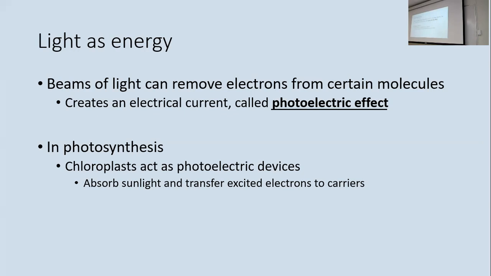So they're going to absorb sunlight and then transfer these excited electrons. These photons are going to start exciting these electrons, increasing their energy level. And then we're going to take those excited electrons and put them onto electron carriers that we will then use to do stuff.